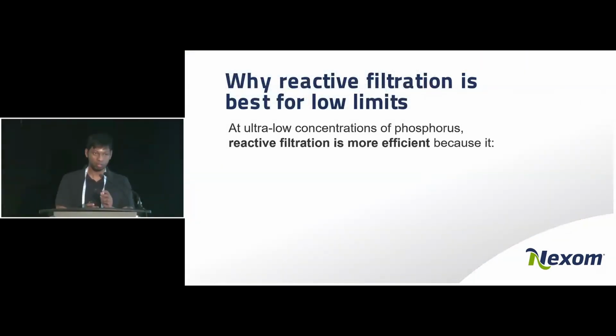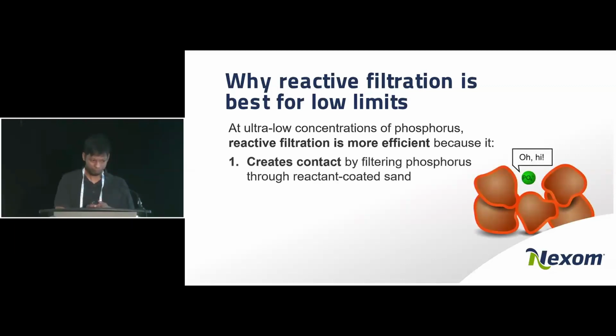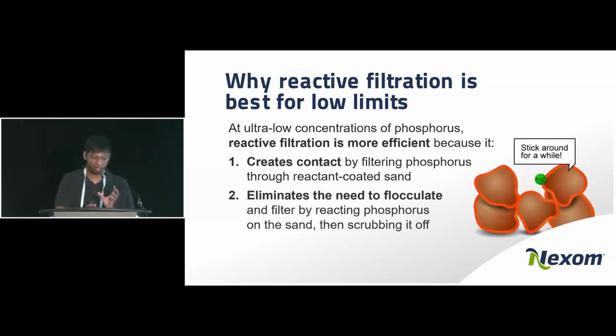When it comes to low limit phosphorus, a lot of plants struggle to meet ultra-low TP limits. The reason the sand filter is the most efficient is because it uses reactive filtration, which coats the sand, and the sand acts as a binding agent for the chemical. By doing so, we eliminate the need for flocculation. Compared to the disc filter, where if you want to remove TP you need coagulation and flocculation in the front, we don't require flocculation with a sand filter.